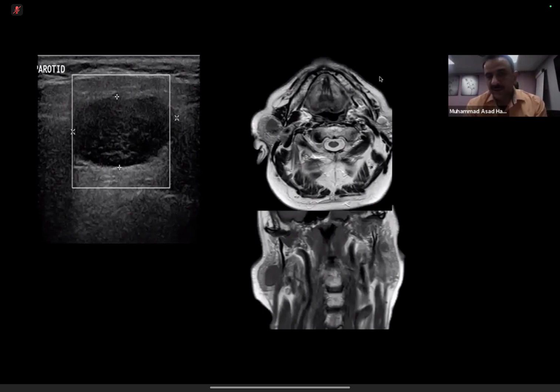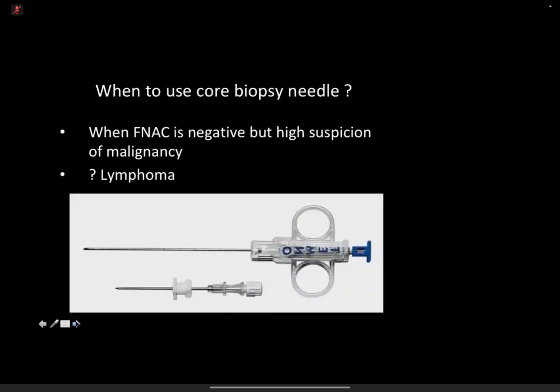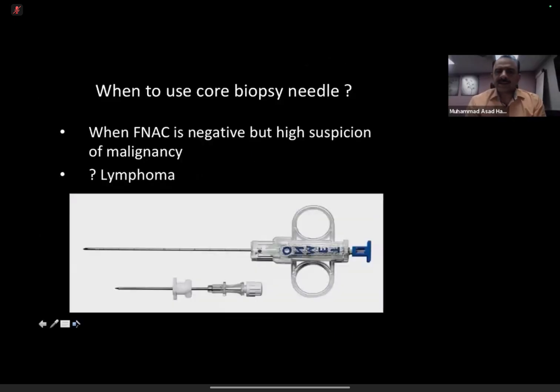And that is usually offered now, although a smaller gauge needle is used. Okay. Now, when we use the core biopsy needles, the usual answer is that even in thyroid, one can use the core biopsy needle. The lymph node is generally the core biopsy needle which is used. Also, if the FNAC or repeated FNAC has become negative, or if there is a suspicion of lymphoma, then one must always use a core biopsy.